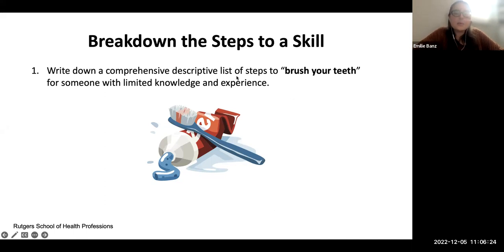Just write down a comprehensive list of steps to brush your teeth. What I suggest you do is open up a Word document and type it in the Word document, and then copy and paste it in the chat box once you're completely done with the steps. Because you can't hit enter in the chat box or it's going to give you one step at a time. Okay. So I'll give everybody 10 minutes, until 2:16.